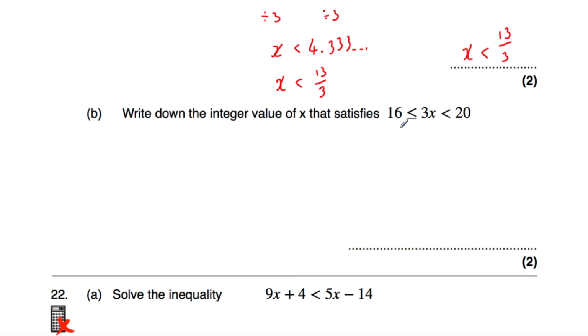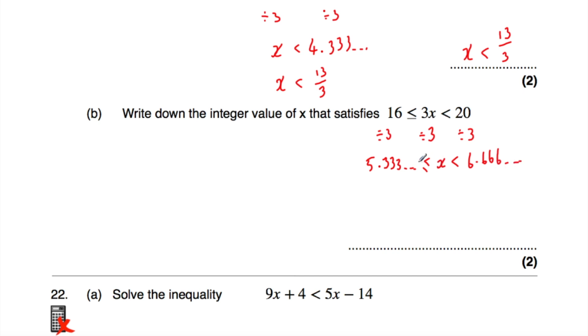So we don't want this multiplied by 3. So let's divide everything in the inequality by 3. 16 divided by 3 would be 5.333 and so on. That's going to be less than or equal to 3x divided by 3, which is just x, and then 20 divided by 3 would be 6.666 and so on.